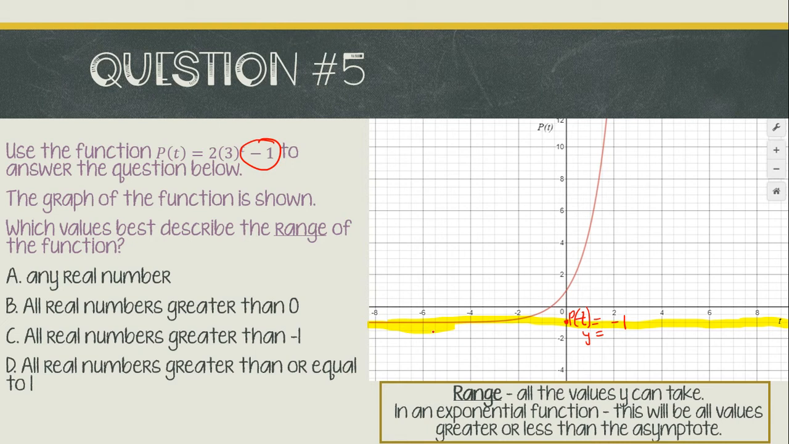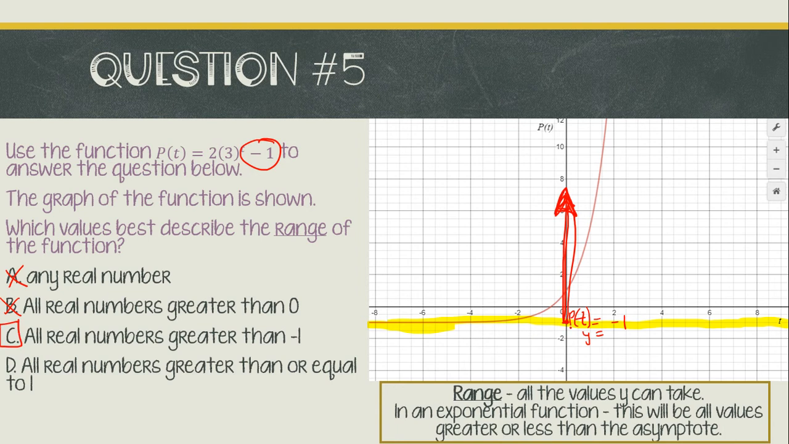So my range, the values that my y values can take, if I look at this graph, is anything above that line. If you look at all of my y values, all of my y's are above that asymptote of y equals -1. So if I look at my answer choices, any real number, well, nope, because it can't be anything less than -1. All real numbers greater than 0, nope. All real numbers greater than -1, there we go.